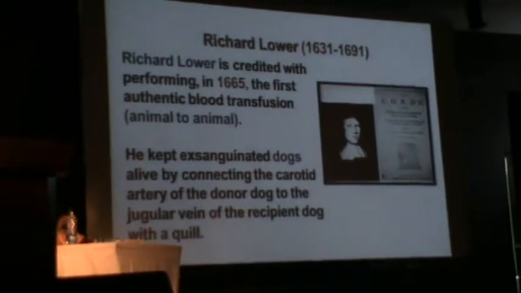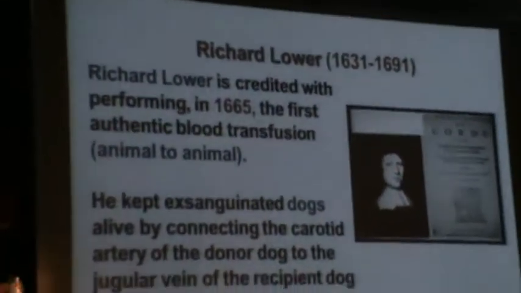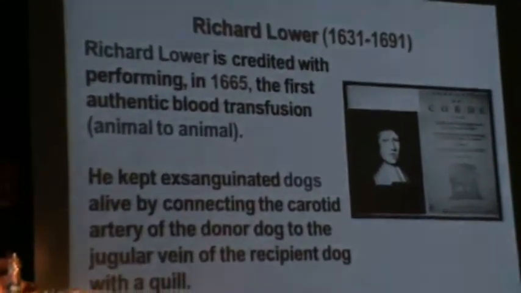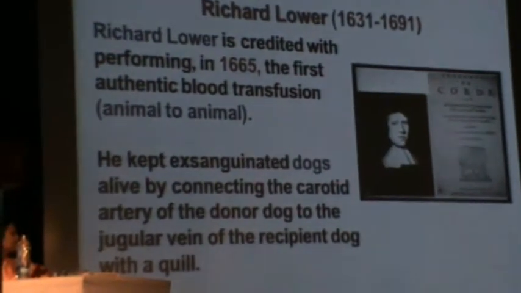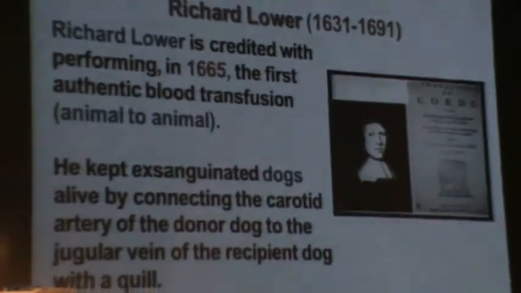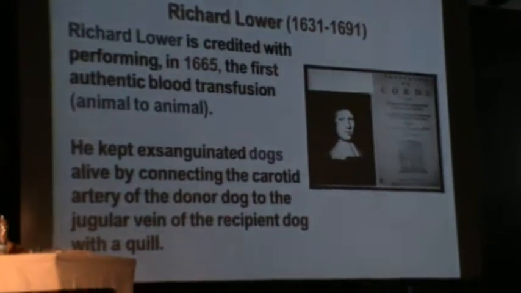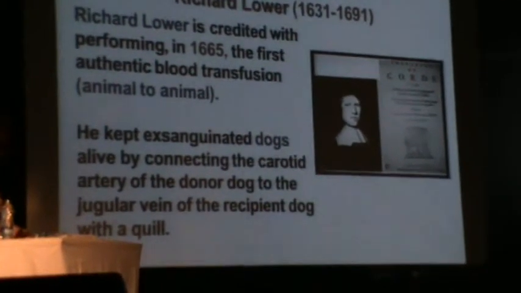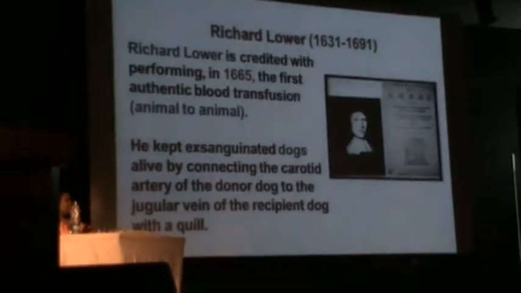So it was Richard Lower who performed the first authenticated blood transfusion. What was it? It was just animal to animal transfusion that he did. He kept exsanguinated dogs alive by connecting artery to vein. Dr. Ganga was telling about that somewhere. So artery to vein through a quill. This is how it started.